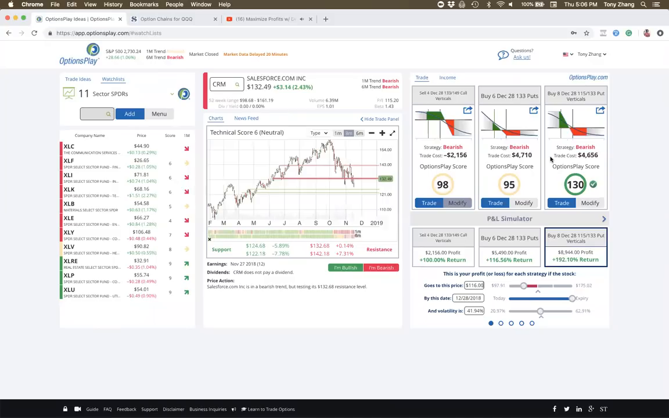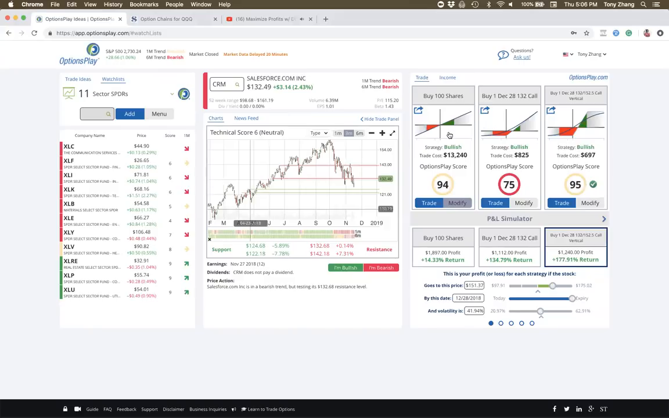What criteria do you use to select a stock purchase versus an options play? What do you mean by stock purchase versus... well, you use the P&L simulator. So let's say I'm bullish on CRM, and you're trying to decide whether you should buy the stock or buy the option. Here, if you buy the stock, it's $13,000. Buying an option is $825. Buying the debit spread is $697. The question to ask yourself is, how bullish am I on Salesforce? Do I think the stock's going to go to 143?